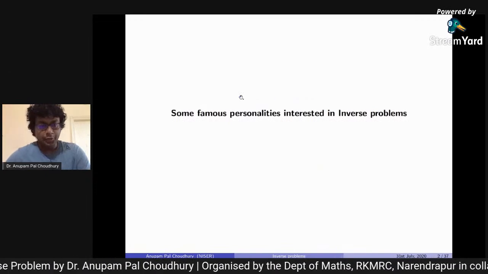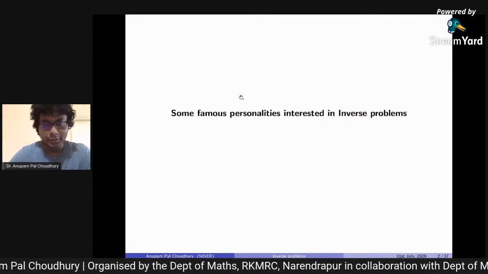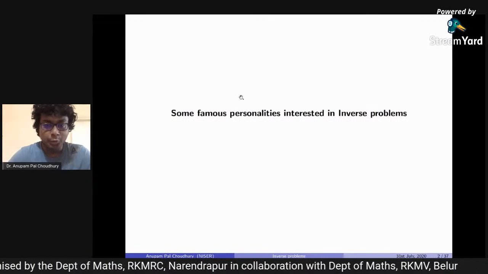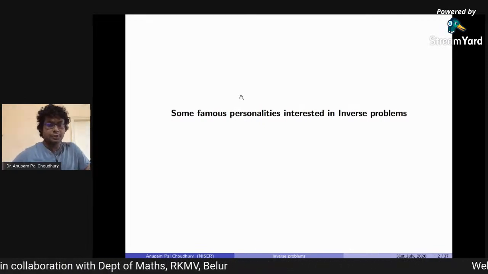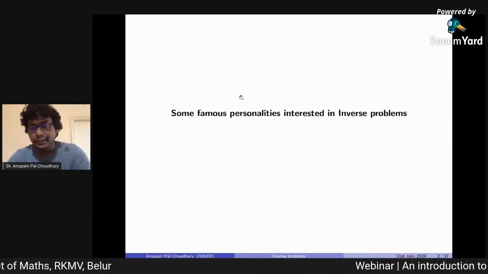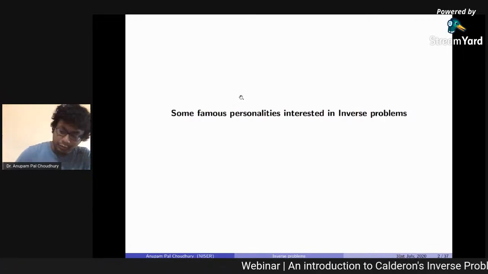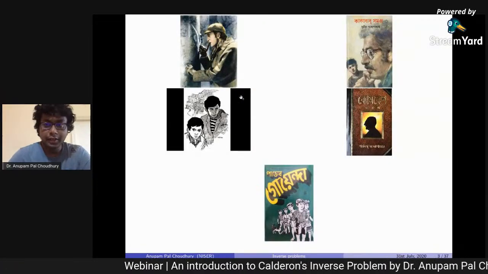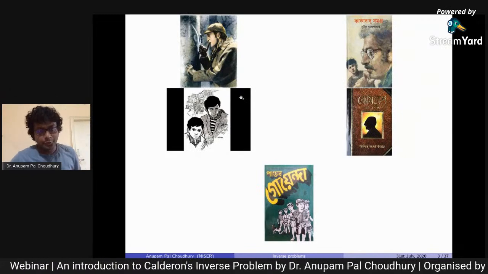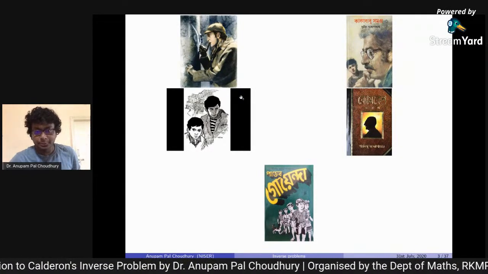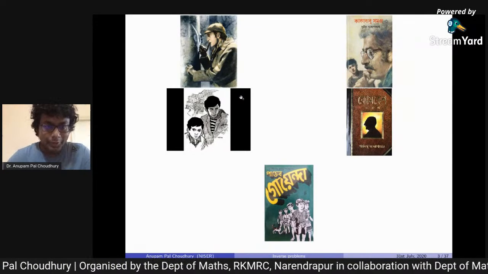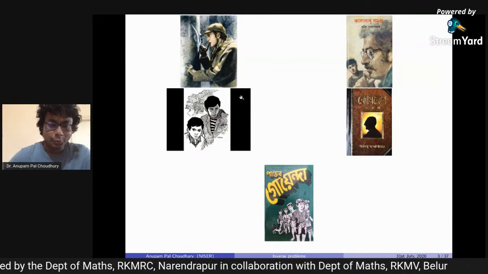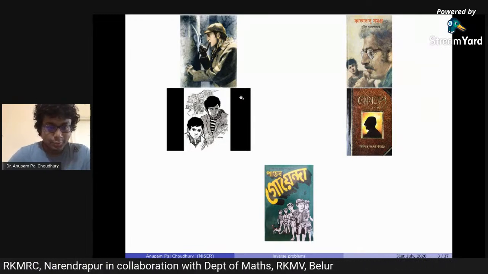See, in life, it is very important for us to have some role models, right? We all have some role models that we want to follow. So let's start with some very famous personalities who are interested in inverse problems, okay? I guess most of you are well aware of all these personalities, because we have grown up with them in some sense.